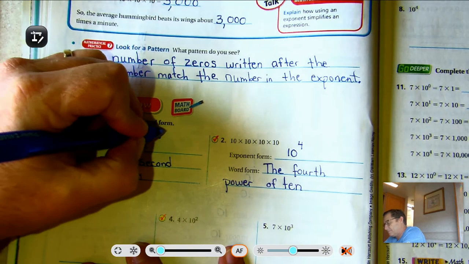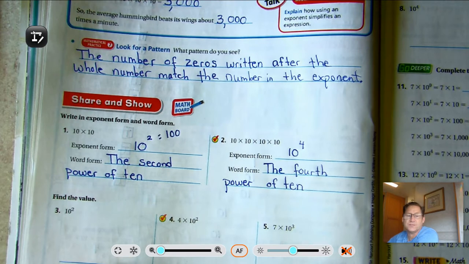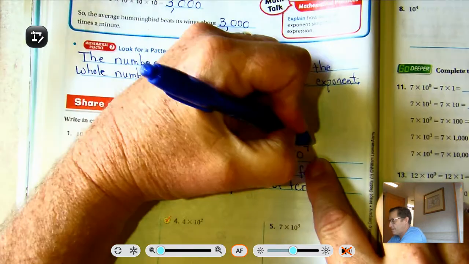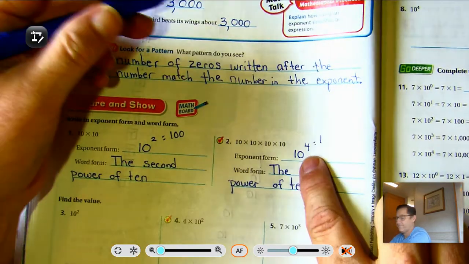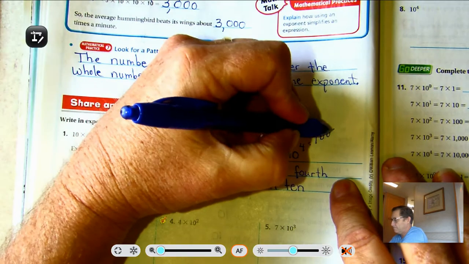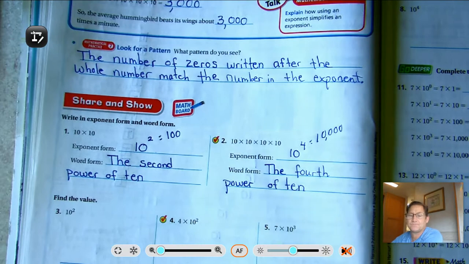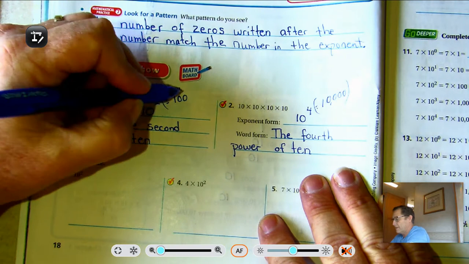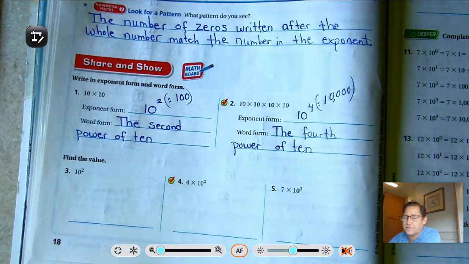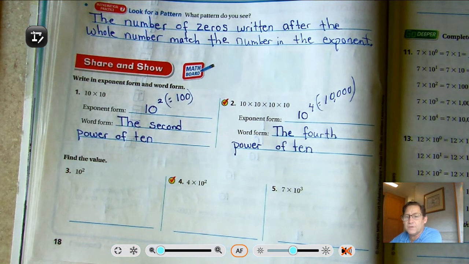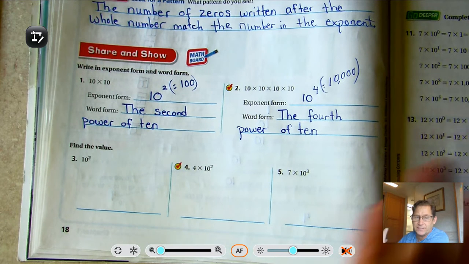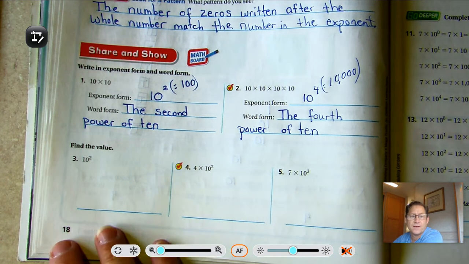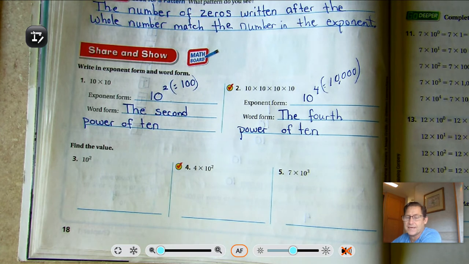By the way, we can practice writing what those answers would be, right? The whole number is 1, followed by 2 zeros. Here, the whole number is 1, followed by 4 zeros. So 10,000. These parentheses are not needed because it just said exponent form. But I want you to recognize that 10 squared equals 100, and 10 to the fourth, or the fourth power of 10, equals 10,000.